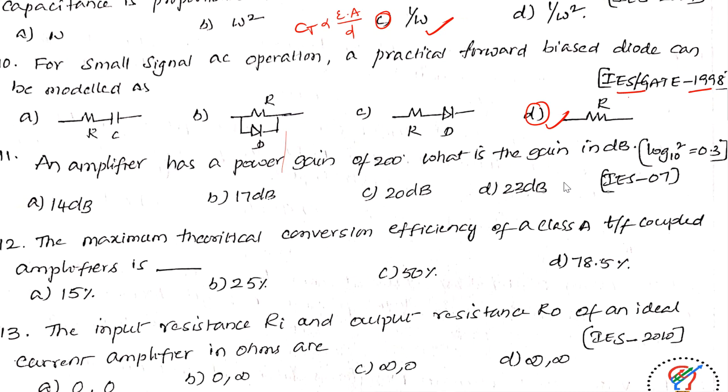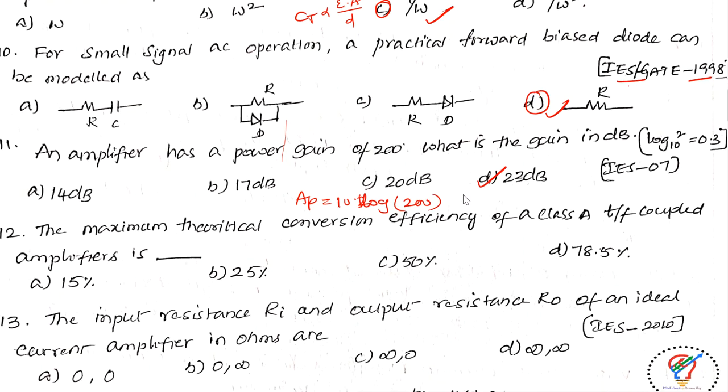Okay, right. Next question, the 11th question. An amplifier has a power gain of 200. What is the gain in dB? Okay, so gain in dB can be considered as 10 log for power gain. So power gain means it is 10 into log of what is the value, 200 here. So simply we'll get the answer, it is 23 dB here. So this question was asked in the IES 2007 paper, okay.